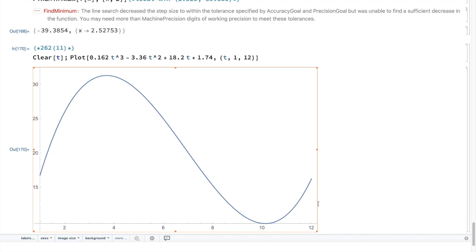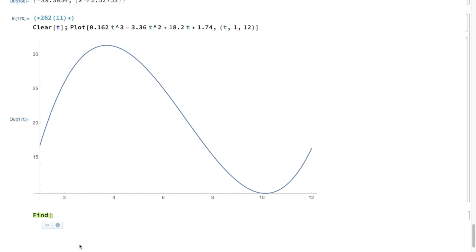Find the maximum temperature in April. Okay, well, it sounds like I have to say, all right, January, February, March, April. So I have to actually find out when T is between 4 and 5. That would be the month of April. So January, February, March, April. So what's the maximum temperature in April?